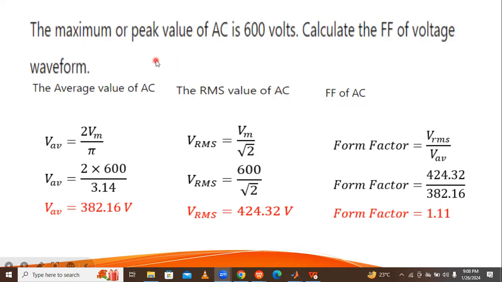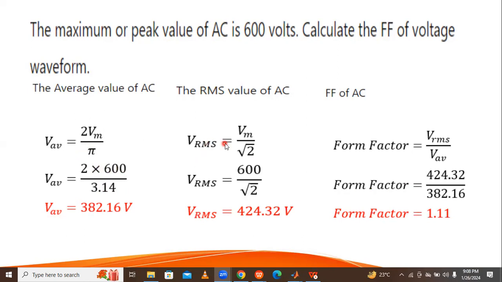Now by taking one example, the maximum or peak value of AC is 600. What is the value of form factor? We know V average is equal to 2 VM by pi. VM is the maximum value of voltage, the peak voltage, 600. 2 into 600 by 3.14 gives V average equal to 382.16.